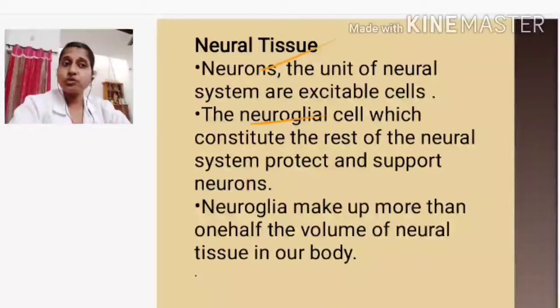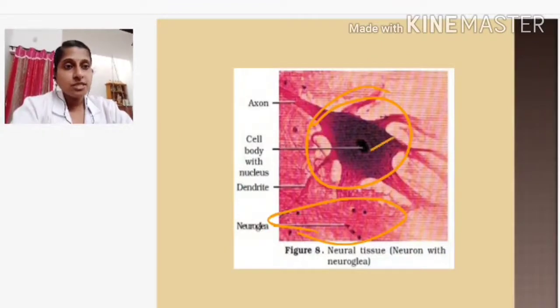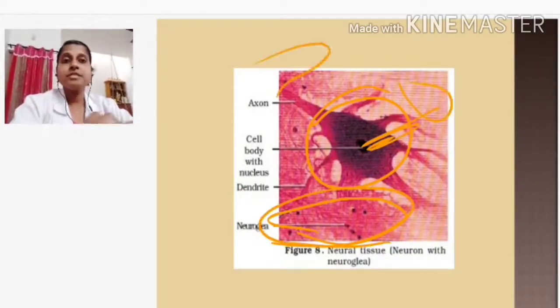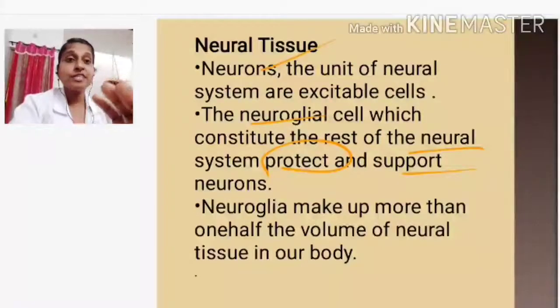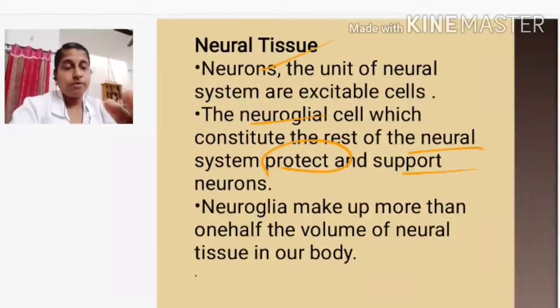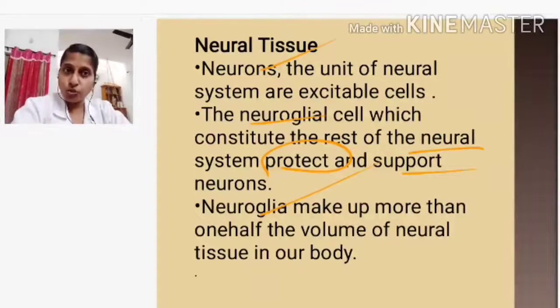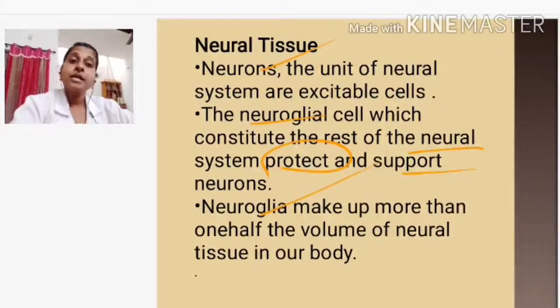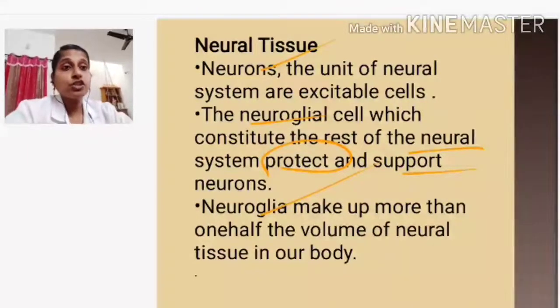Neuroglial cells constitute the rest of the neural tissue, and what is the function of these neuroglial cells? They are protecting and supporting the neuron. So this is the main neuron, and these cells, the neuroglial cells which are surrounding them, are protecting. Okay, the main function is nourishing and protecting, giving support to the neuron, right? Neuroglia make up more than 1/2 of the volume of neural tissue. So 1/2 of the volume is composed of this neuroglial cell.